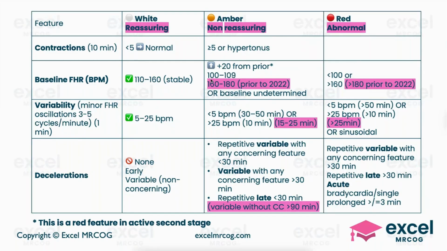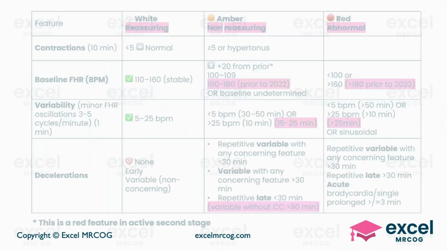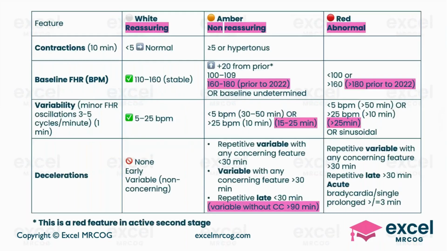But if it drops slightly, then it is falling here. However, you need to remember one thing about this. Even though this is amber, if variability is, say, low, or you are having decelerations alongside this, that becomes something which is concerning for us. Okay, we'll see how that works, for example.